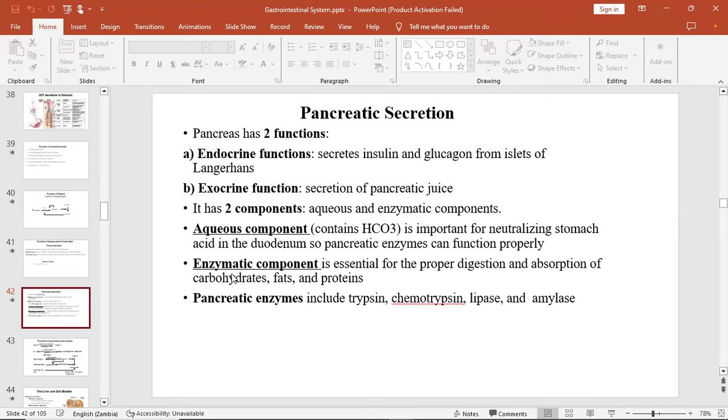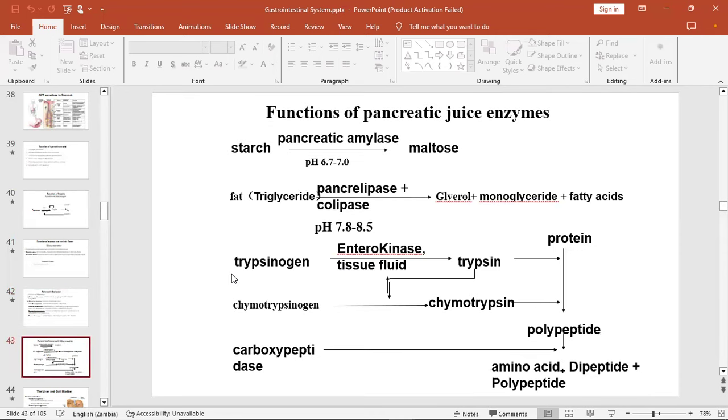These four culprits are able to break down proteins further, but they are produced in an inactive form to avoid eating up the pancreas or tissues around that area, right? So now, once they reach the small intestine, starch can be broken down by pancreatic amylase into maltose. Then triglycerides, or natural fats, can be broken down by pancreatic lipase, together with the help of phospholipase and bile, to form glycerol, monoglycerides, and fatty acids.